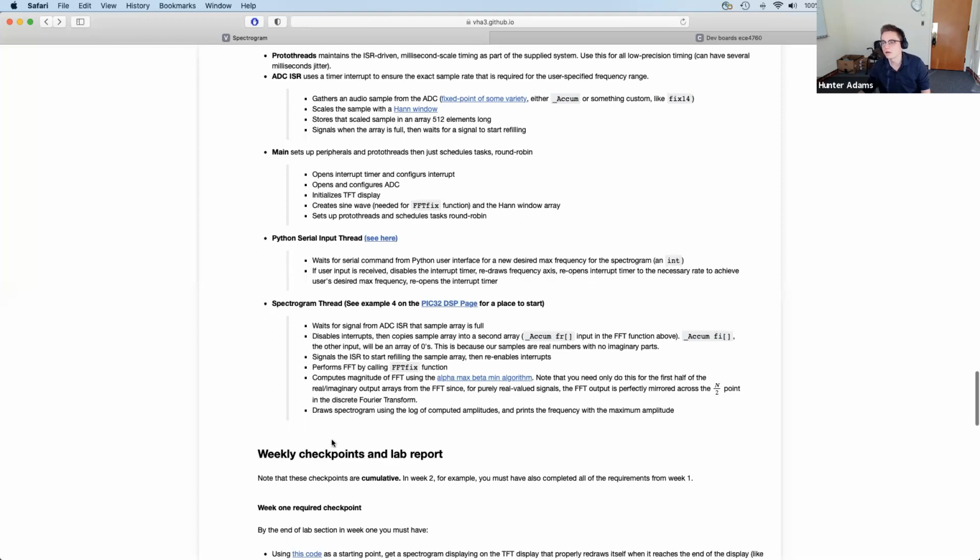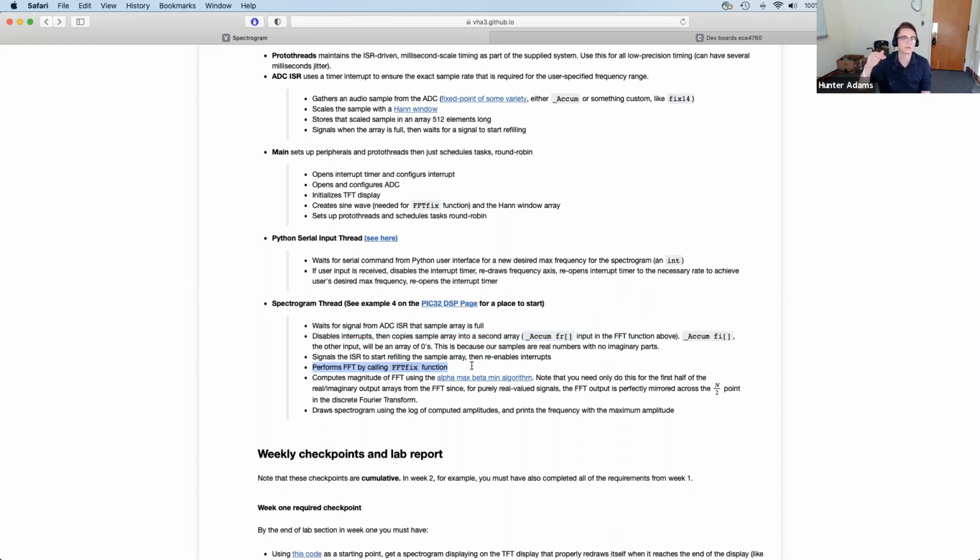In your spectrogram thread, or whatever you want to call it, this thread will wait until it gets a signal from the interrupt service routine that that array of samples is full and ready to have math done on it. So it will wait until it has a full array of samples. It will then disable the interrupt, copy the samples into some secondary array, probably through a memcpy. Signal the ISR to start refilling the sample array while you're processing the previous array of samples, and then pass that array of samples to the FFT function.